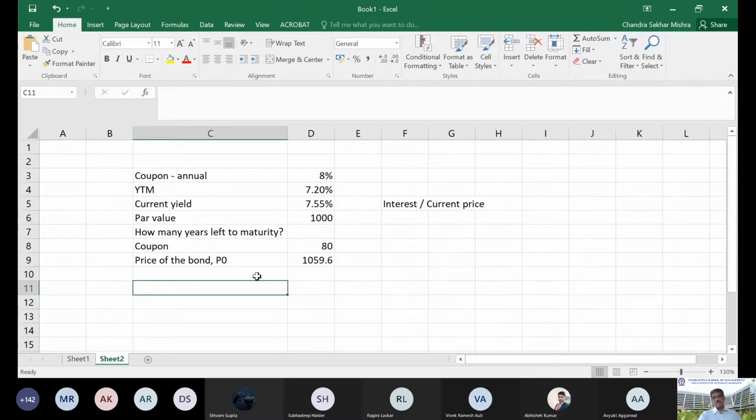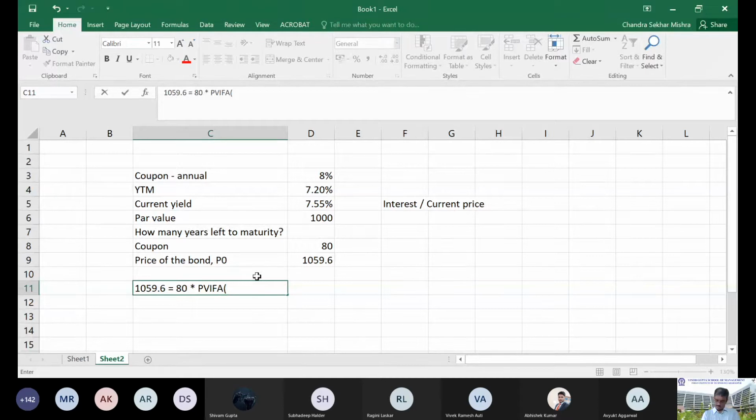Now, what is the question? How many years are left to maturity? So how do you solve this particular problem? If I have to use Excel, or you can use the Solver also. So what will be the equation here? If I have to write that, it will be 1059.60 is equal to coupon into annuity factor.